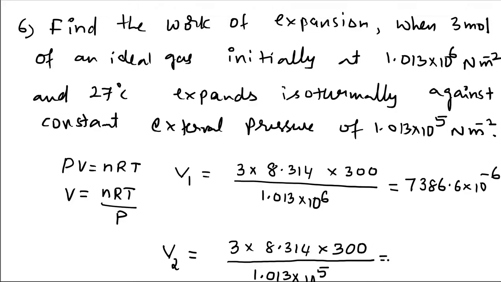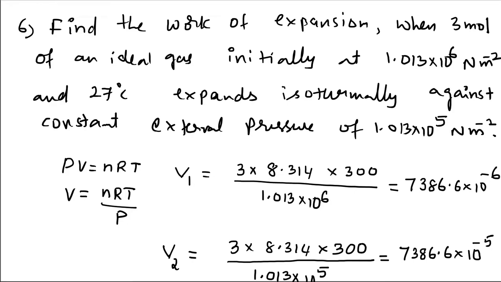And what about the final value? Let me do the math again. That is 3 times 8.314 times 300 divided by 1.013. I got 7386.6 times 10 raised to the power of negative 5. So these are the values. Now let's do the work done. Work equals negative P external. What is the P external? We already know that is 1.013 times 10 raised to the power of 5. And we have 10 raised to the power of negative 6.